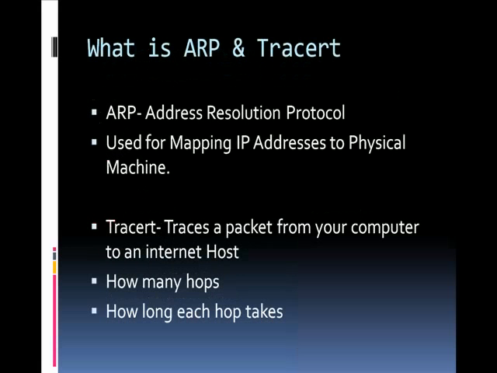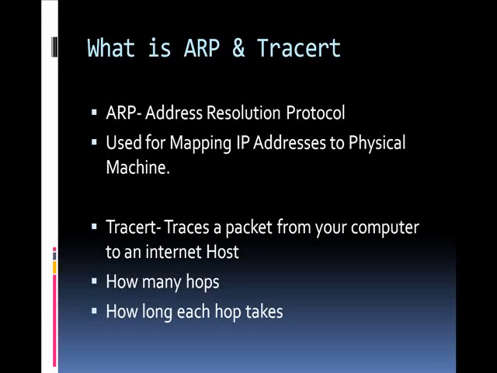Next, what I'm going to talk about is ARP and traceroute. You probably wonder what ARP is. ARP is Address Resolution Protocol, which really means it is used for mapping the address to physical machines. What it does is it maps an address to a physical machine address that is recognized in a local network. And next is traceroute. Pretty much traceroute traces a packet from your computer to the internet host. It shows how many hops the packet requires to reach the host and how long each hop takes.